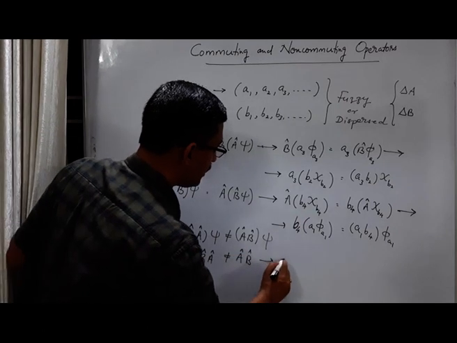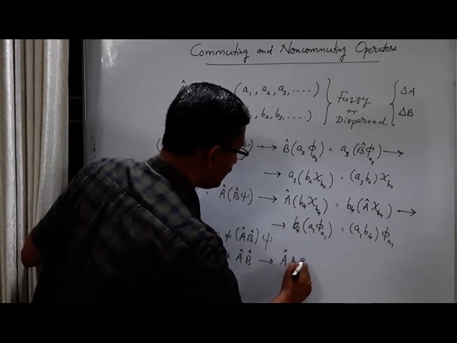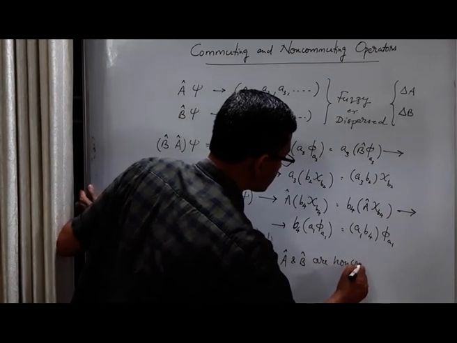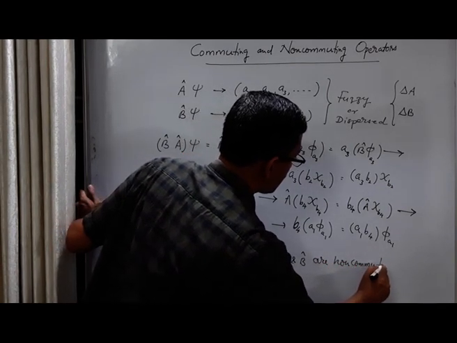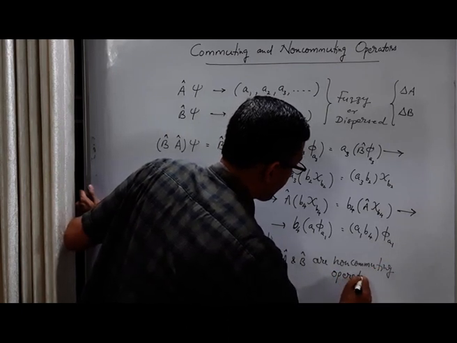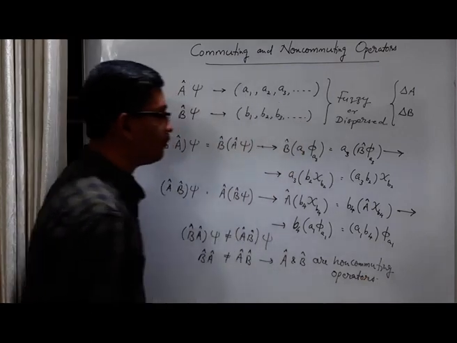In other words, A and B are non-commuting operators.